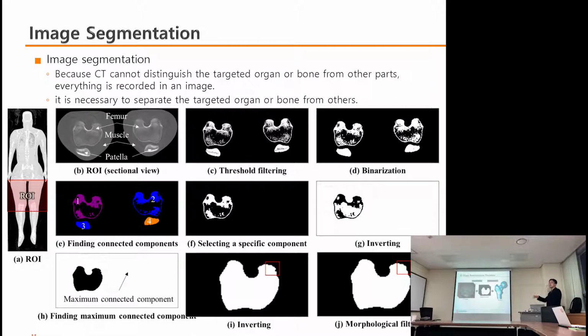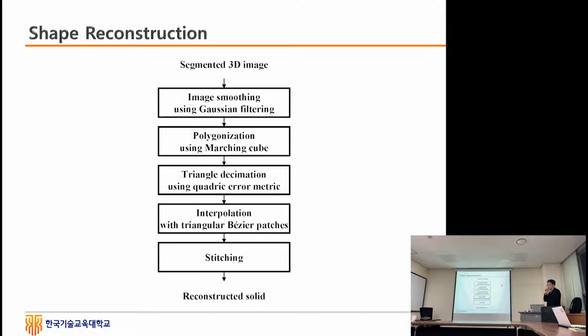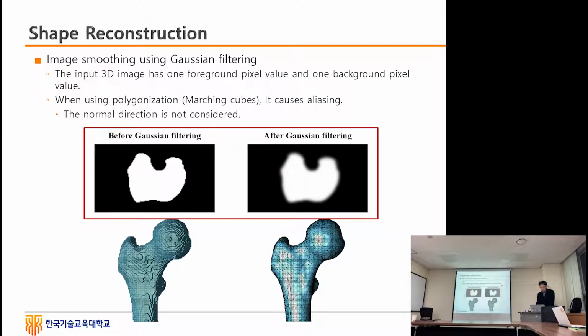And then, using these segmented images, I reconstructed 3D shapes. This shows the whole procedure for the shape reconstruction. There are many stages. Firstly, I made the image smooth using a Gaussian filter. This is the segmented image obtained in the previous page, and then I made this image into this kind of smooth image.